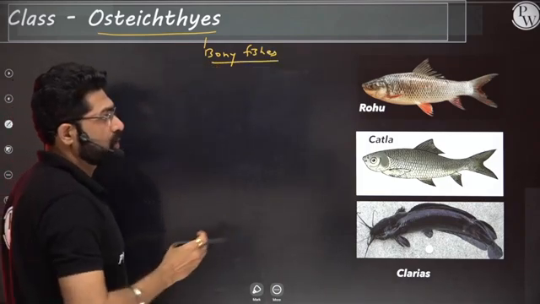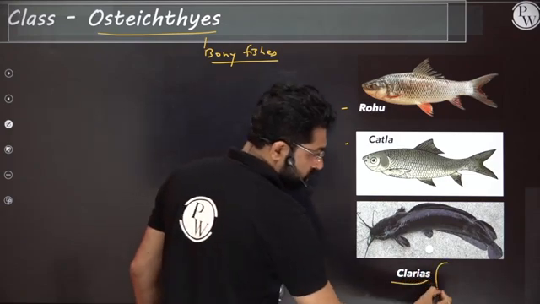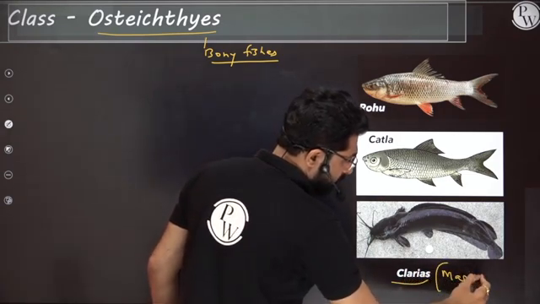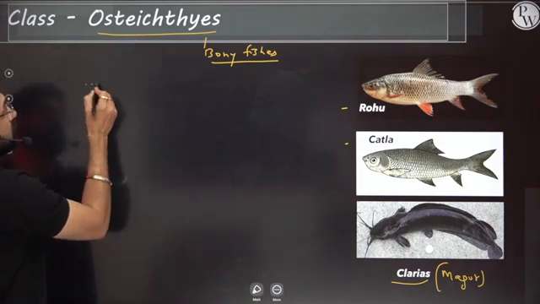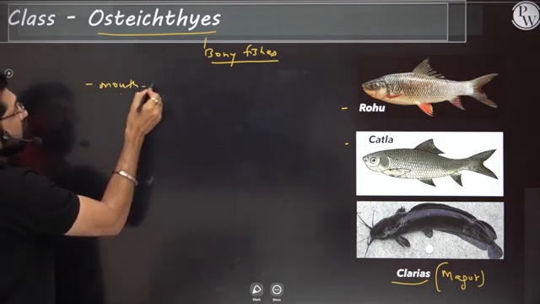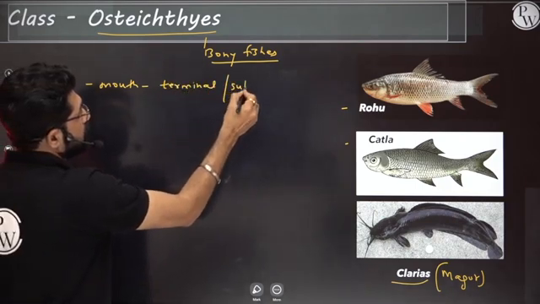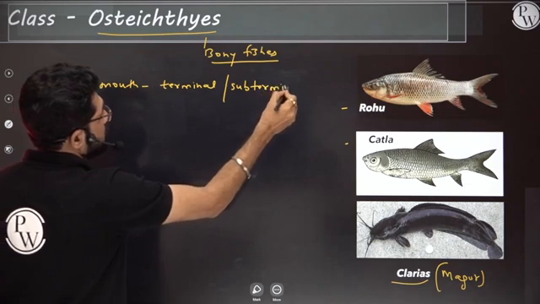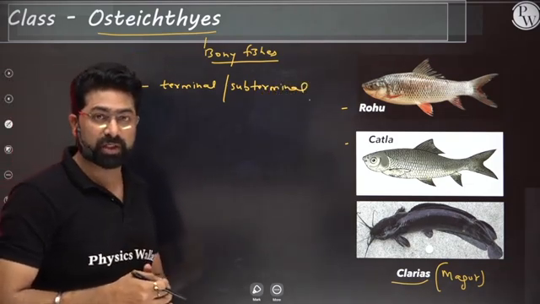Now in bony fishes, common fishes you can see are rohu, katla and clarias. Clarias is also called magur in Hindi. So what are the characteristic features of osteichthyes? Mouth is usually terminal or subterminal. Let's see about the other characters of osteichthyes.